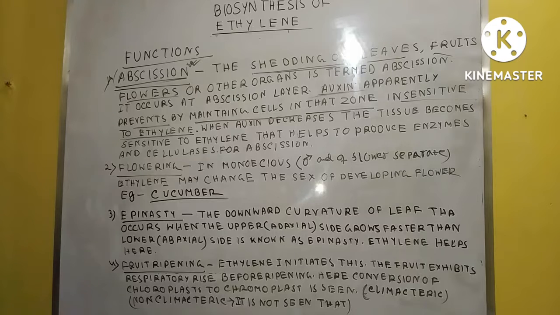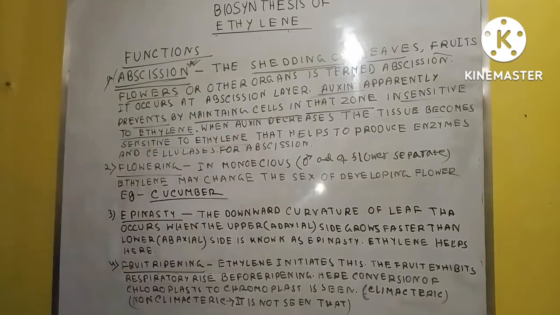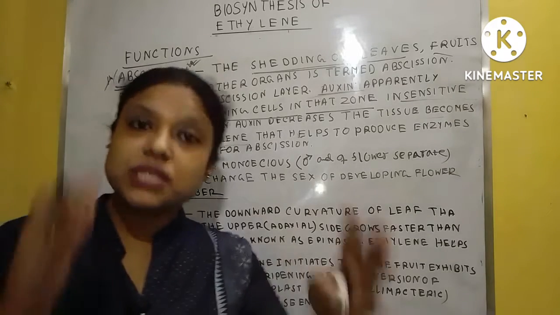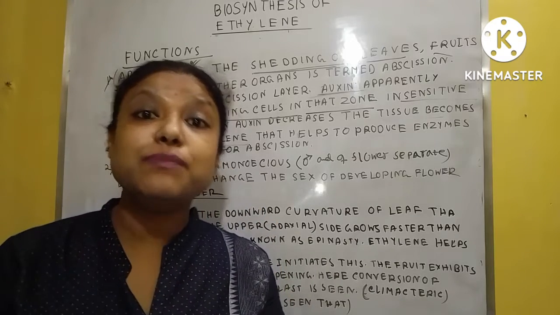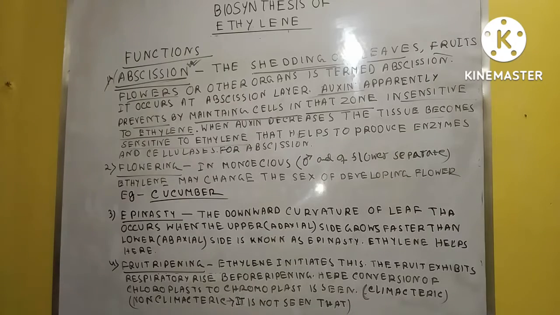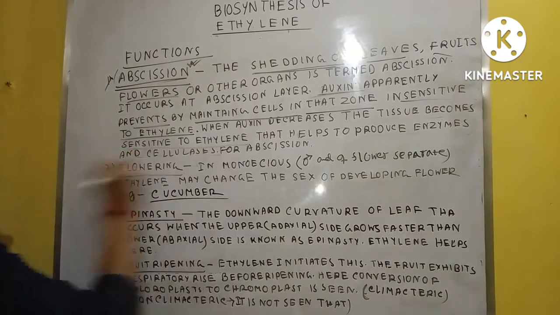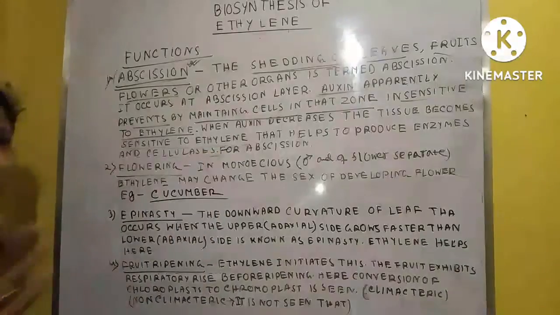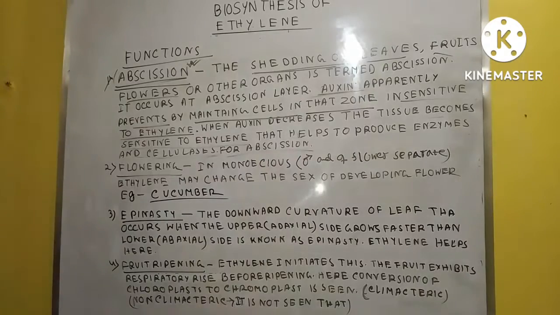But what happens when the auxin level is very low or decreases? In that situation, the tissue becomes sensitive to ethylene. The region where the abscission starts, the cells or tissues become sensitive to ethylene. And what happens in that situation? That helps to produce enzymes and cellulases. Cellulase is one kind of enzyme that helps to continue the abscission process.